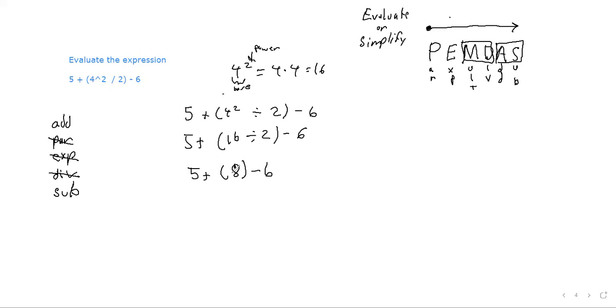So which one do we do first? As I said, we move from left to right. Whatever we encounter first, we do first. We encounter the addition first, so we do that. 5 plus 8 is going to give us 13. We bring down the minus 6. Now there's no ambiguity. There's only one math operation left, so we can go ahead and do that. 13 minus 6 is going to give us 7. So our answer is 7.